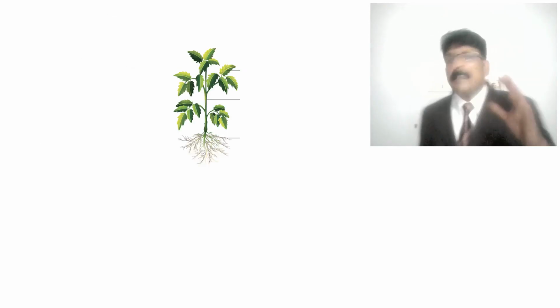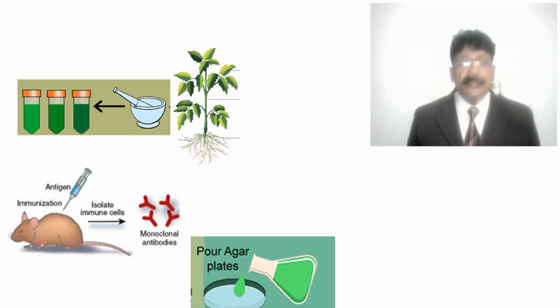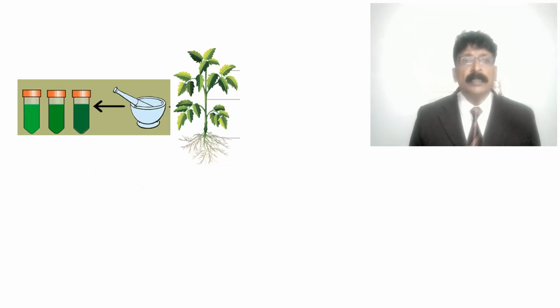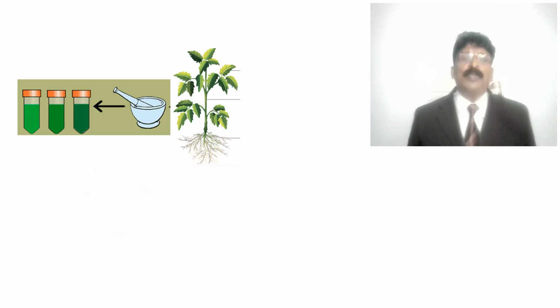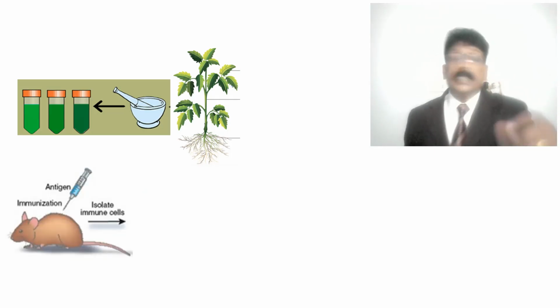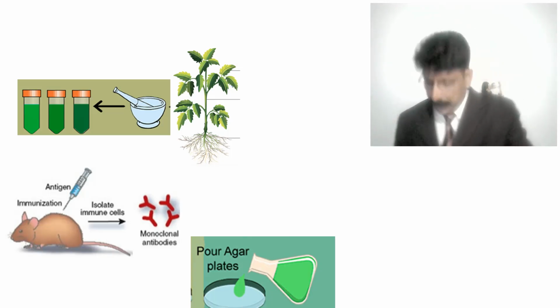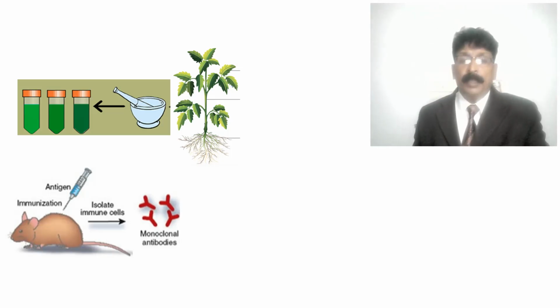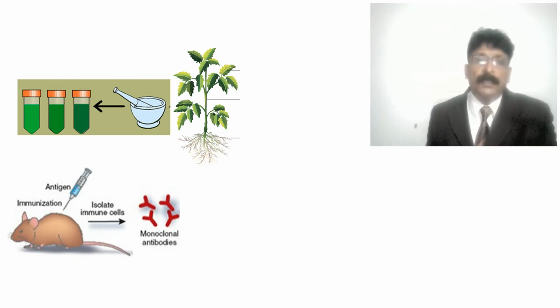So this is a picture which can give students an idea for writing about serotaxonomy. First, we do the extraction. You can see here the plant extracted; a mortar and pestle is shown to indicate that the extraction is made, and that extract, as an antigen, is injected into the animal for immunization to produce the monoclonal antibody. You can see the antibody. Monoclonal antibody, or polyclonal antibody, can also be produced in sheep.